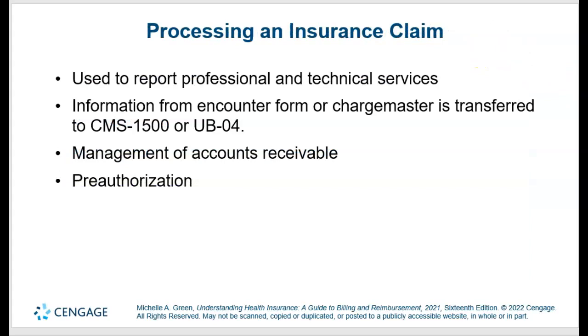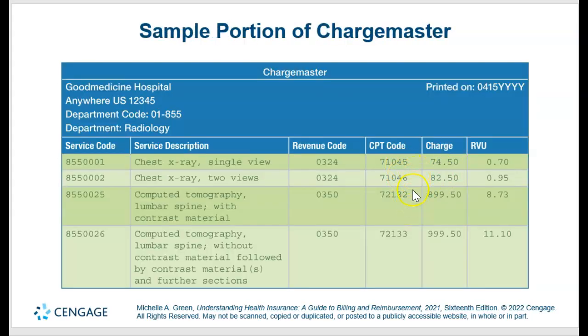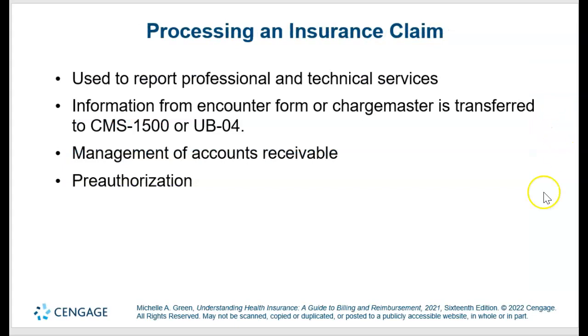Processing an insurance claim. This is used to report professional and technical services. Information from the encounter form or charge master is transferred to CMS 1500 or UB 04. We'll talk about this more in Chapter 11. So in Chapter 11, we talk about each of these forms. CMS 1500 is for the physician to get billed, okay, for the physician actually to get paid. And the UB 04 is for the hospital to get paid. So they take the CPT code here and they put it onto the CMS 1500. So this is how it all starts into the revenue cycle.